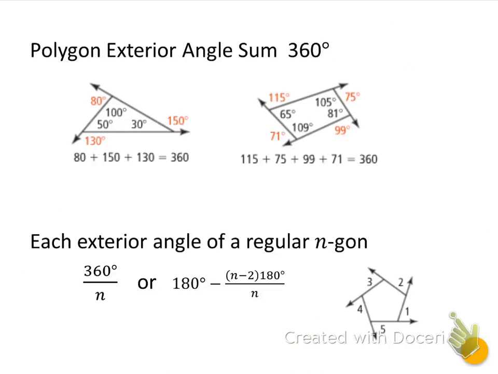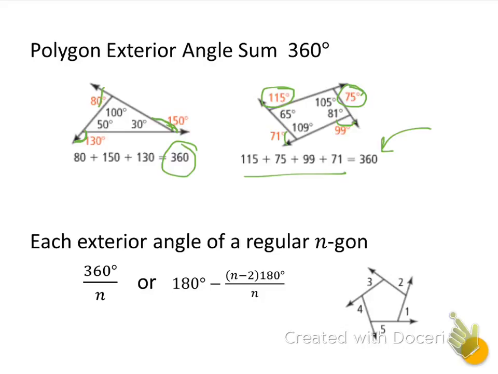And last but not least, the polygon exterior angle sum. So any polygon that I have, all of my exterior angles, so 80 is an exterior angle, 150 is an exterior angle, and 130 is an exterior angle. If I added them all together, they will always equal 360 degrees. So my exterior angles 115, 75, 99, and 71, if I added them all together, it should give me 360 degrees.